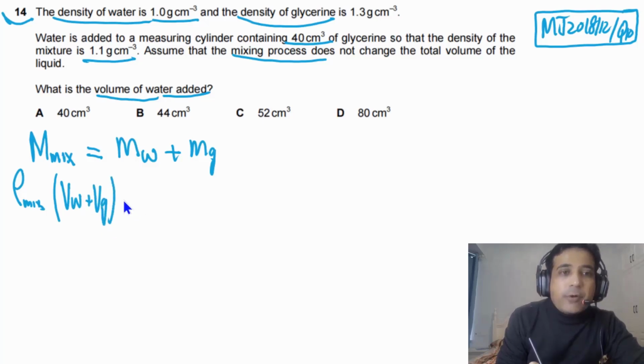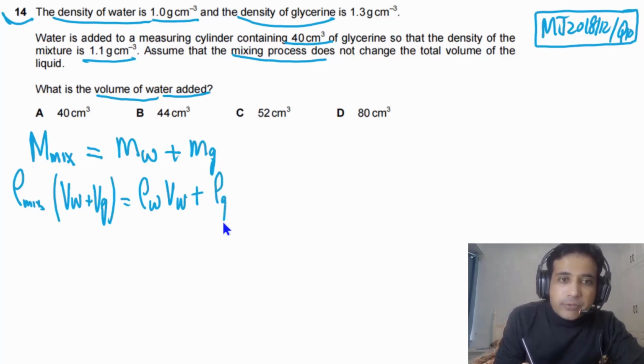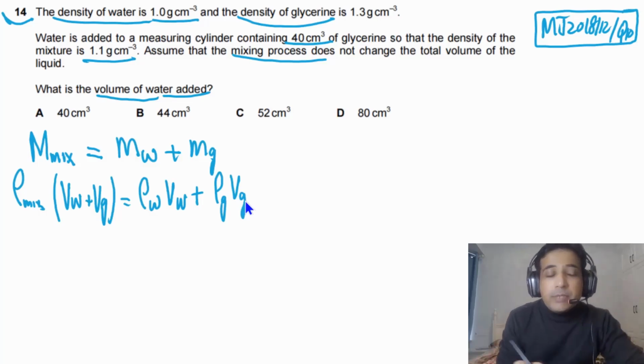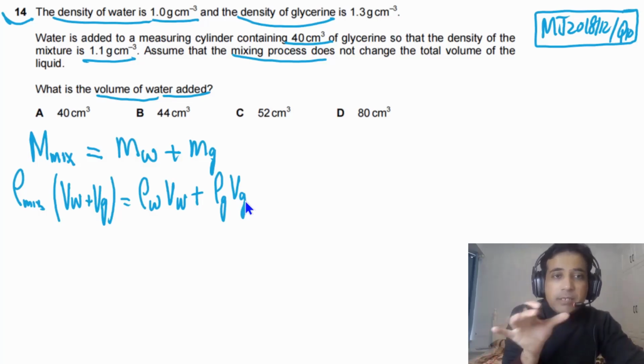And the mass of water will be equal to the density of water times the volume of water, plus the density of glycerine times the volume of glycerine. Now simply you need to plug in values. That's all. This is the main idea. The rest is just that you need to simplify the calculation. Now in this case, the density of the mixture is given.